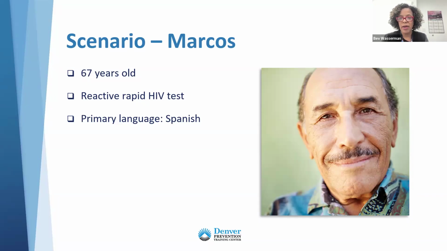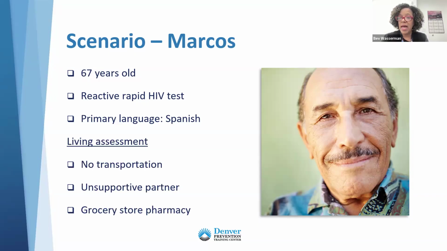Here's our patient scenario. During outreach testing in a rural community, Marcos, a 67-year-old Latinx gay man, tested reactive for HIV and is interested in rapid ART. The patient's primary language is Spanish, though they understand some conversational English. Marcos does not have a car and is living in a rural area with no access to public transportation.